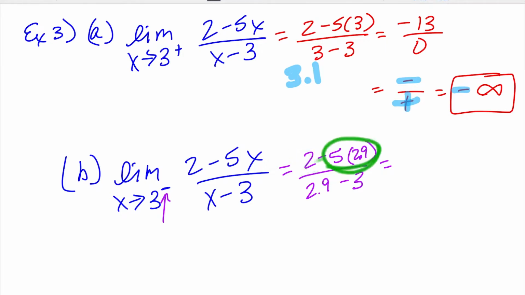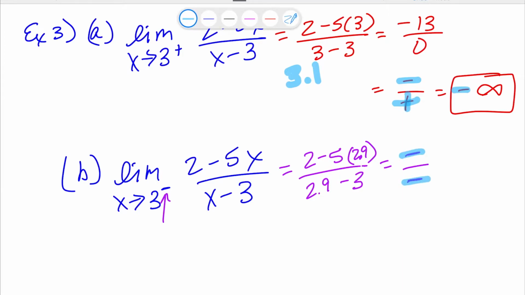This is still going to be bigger and make this a negative. 2 minus a bigger negative number, that's negative. On the bottom, I have 2.9 minus 3. Smaller than 3 is coming in, so that's also going to be negative. What happens when you have a negative divided by a negative? What do you get? And that's where the positive infinity comes from.